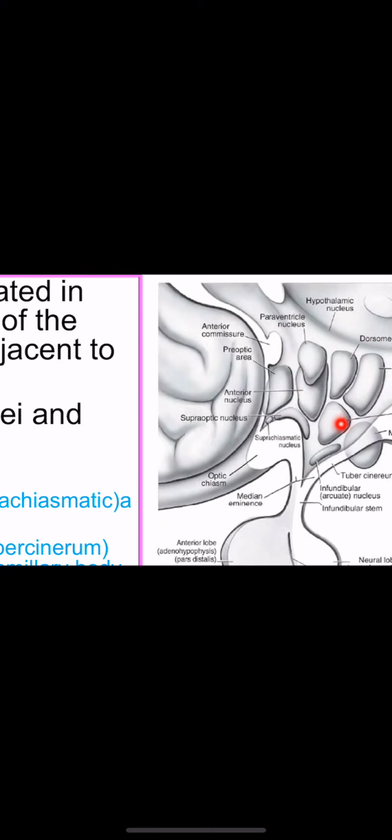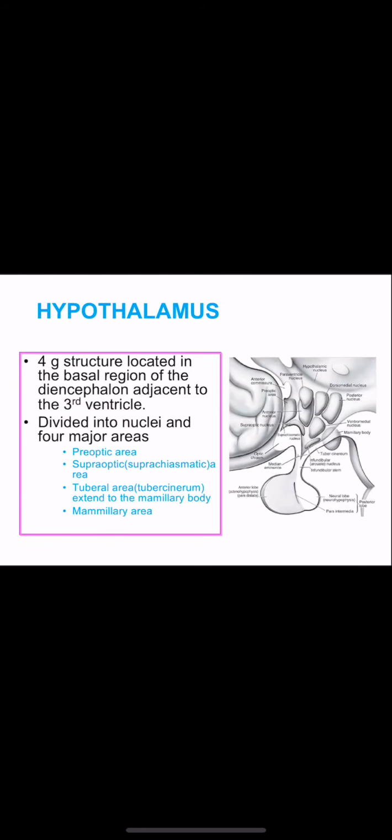Here we have the thalamus, and this is the hypothalamus. The pituitary gland is here, and here we have the areas of the hypothalamus. Here we have the preoptic, and here we have the supraoptic or suprachiasmatic region. Here we have the tuberal region. Here we have the mammary region or area.